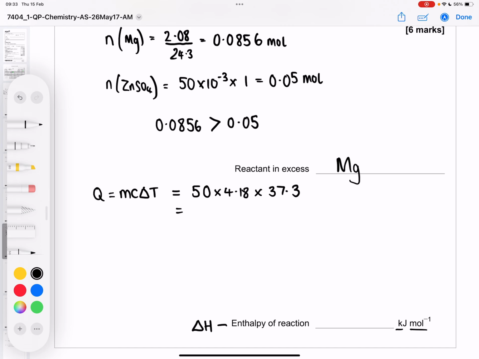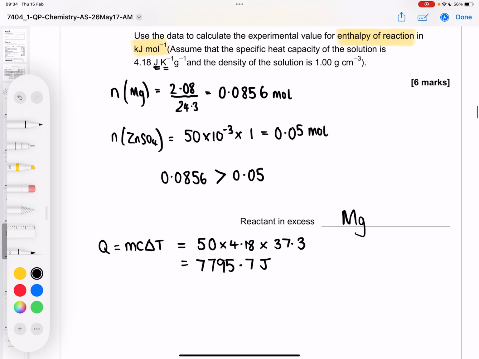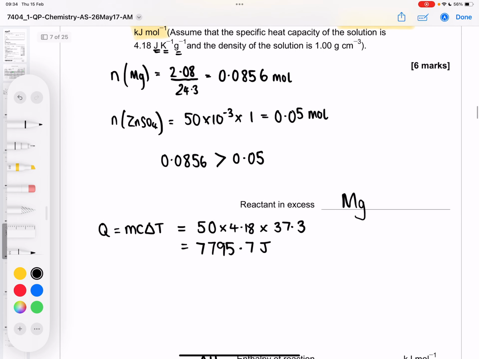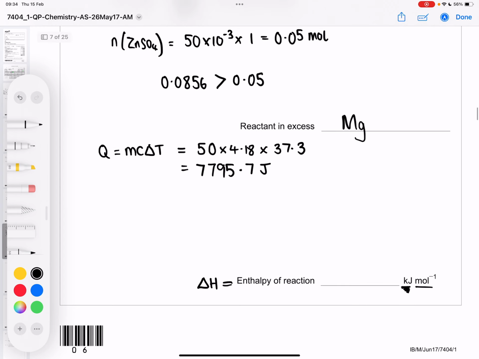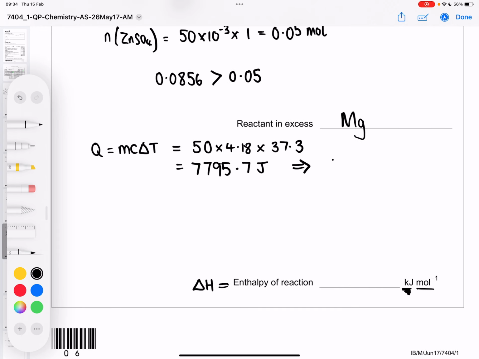So we type that on our calculator and we would get a heat energy change of 7,795.7. And that would be in joules because 4.18 was in joules per Kelvin per gram. We've times it by the kelvins and the grams, so we've just got an answer in joules. Now, our enthalpy change needs to be in kilojoules, so the next thing I would need to do is convert that to kilojoules by dividing by 1,000, so 7.7957 kilojoules.